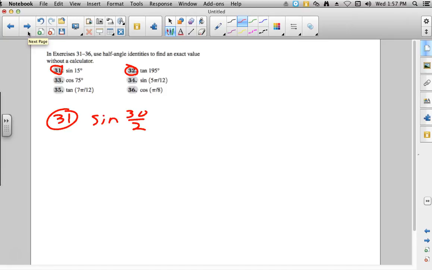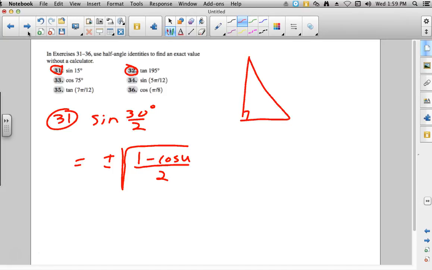So we are supposed to use the half angle formula for the sine of 30 degrees over 2, which is, of course, 15 degrees. So the first thing we'd want to do is say, okay, what's our formula? Well, our formula is plus or minus the square root of 1 minus cosine of x, over 2. So I'm going to go ahead and figure out exactly what is the cosine of 30 degrees, and hopefully you already have that one figured out by memorization here.